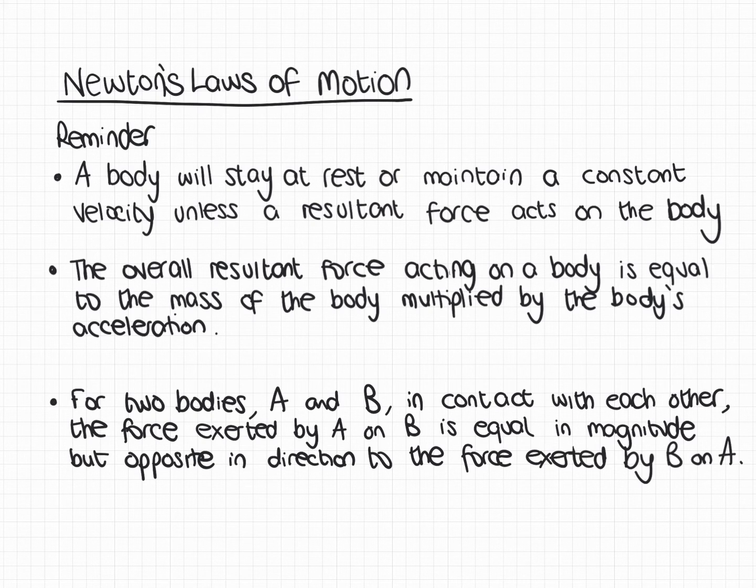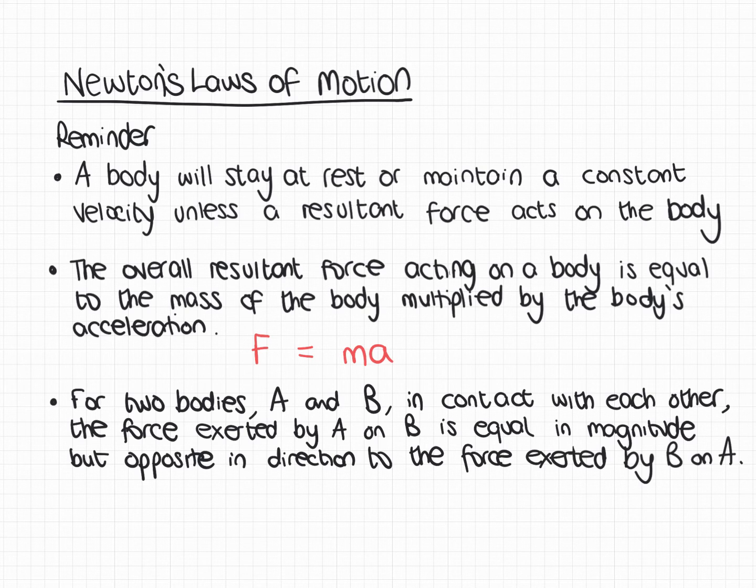Okay, the next bit today is on Newton's laws of motion. Now, you've already covered these last year, so a quick recap. First law is a body will stay at rest or maintain a constant velocity unless a resultant force acts on the body. The second one is that the overall resultant force acting on the body is equal to the mass of the body multiplied by the body's acceleration. And sometimes you write this as F equals ma.